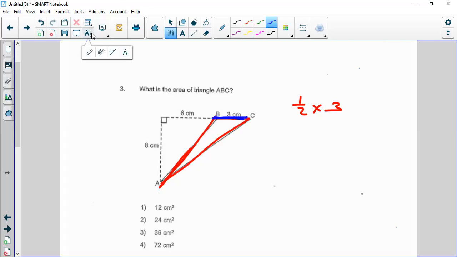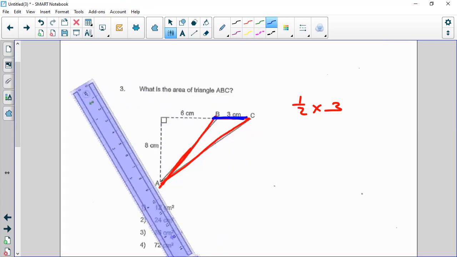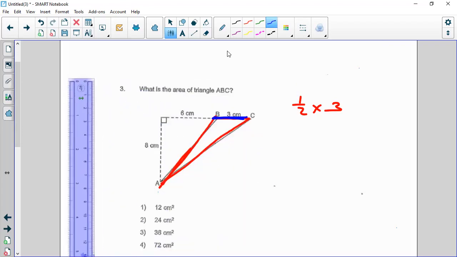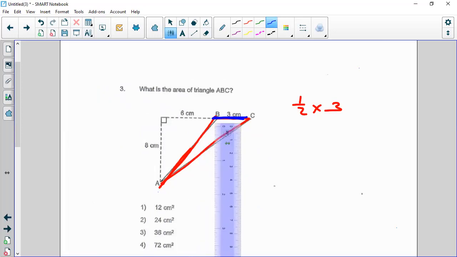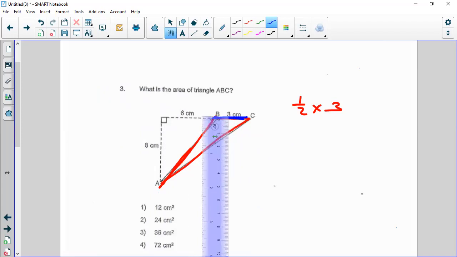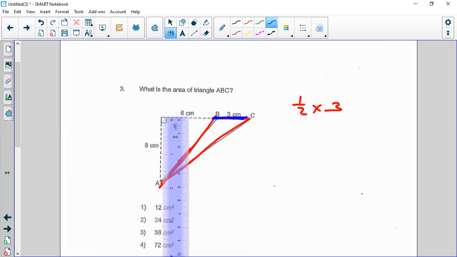Shortcut. For those of you who don't know how to find the height, take your transparent ruler. Your ruler must be transparent. Put the ruler onto the blue line and move the ruler left and right until you can see a line that is the same side as the ruler. That's the height of the triangle, which is 8 cm. So half times 3 times 8. Those of you who are confused with finding the height, use a ruler.